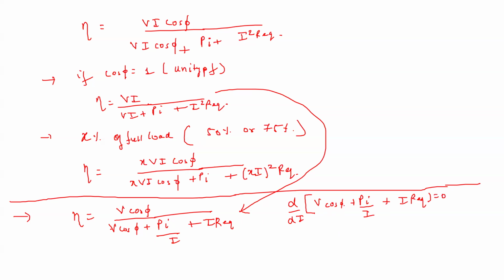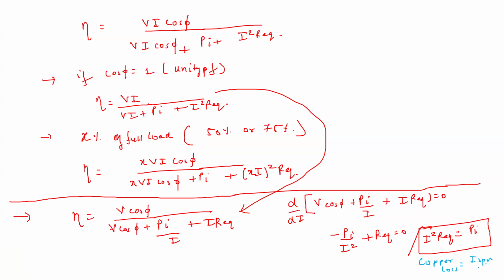If you do that, you will get minus Pi by I square plus R equivalent equal to 0. So you will get I square R equivalent equal to Pi. This is a very important condition: the copper loss is equal to the iron loss. So this is the condition.